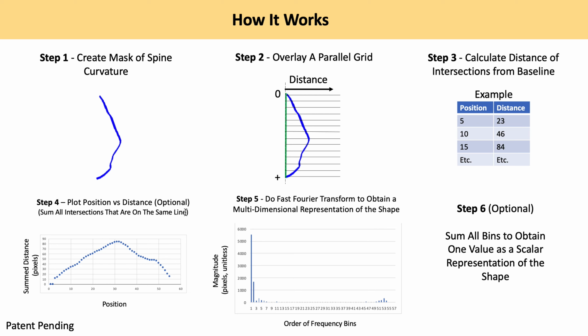All right, the next step is to then do the fast Fourier transform on the data from step 3 or 4, which results in a frequency plot. And this frequency plot is a multi-dimensional representation of the shape that you began with in step 1.